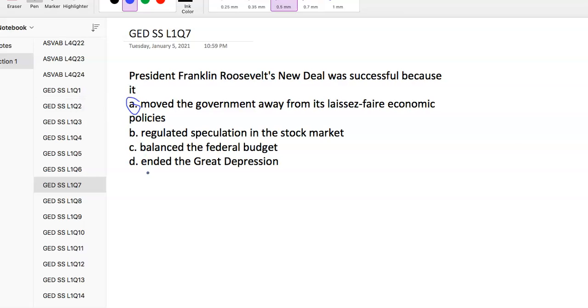And remembering, what ended the Great Depression? We already looked at this question, that basic term. What is it that ended the Great Depression? It was our entry into World War II. I believe that was one of our first questions, maybe even the very first question.